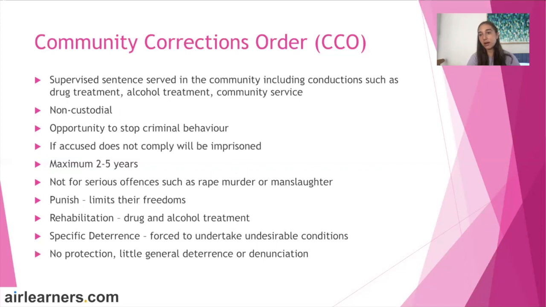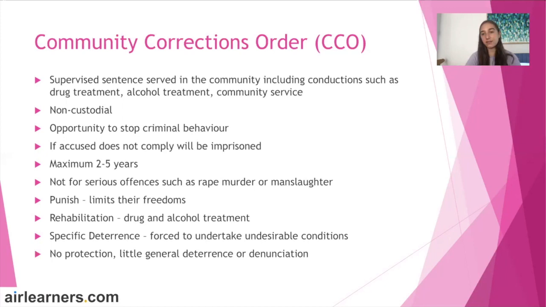They can't leave Victoria, they have to attend meetings, they have to report to their officer. The main purpose is to rehabilitate the accused through drug and alcohol treatment, violence treatment, that kind of thing. There is specific deterrence because it forces the accused to undertake undesirable conditions, which may deter them from undertaking those criminal actions again. Very little protection because the accused is allowed to remain in the community. Little general deterrence because for the most part, the community think of it as a lenient sentence.